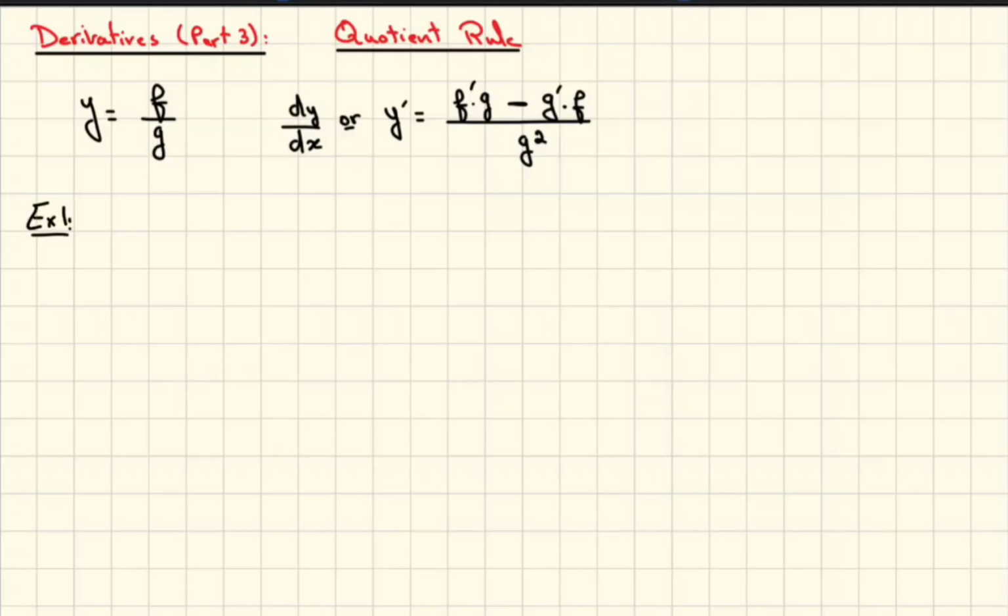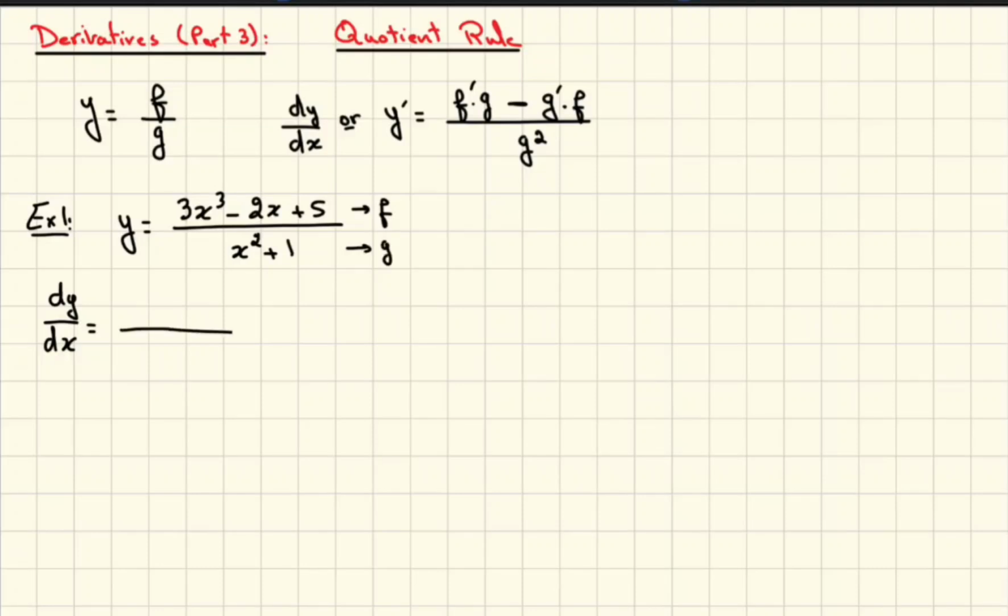Let's check some examples. So if y is equal to 3x cubed minus 2x plus 5 over x squared plus 1. To find dy over dx, I need to apply the rule. The one on top is the f, the one down is the g. So I apply the rule.